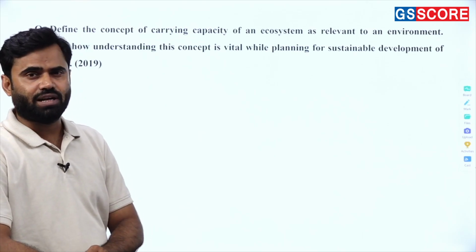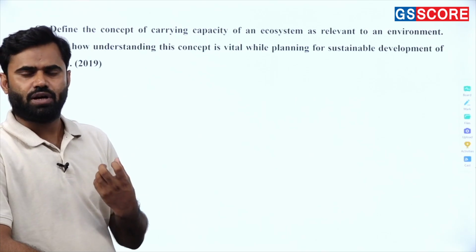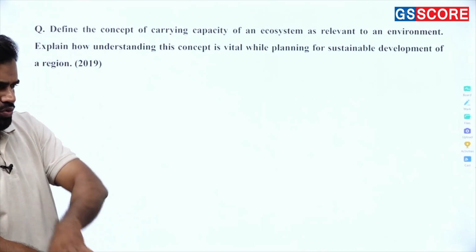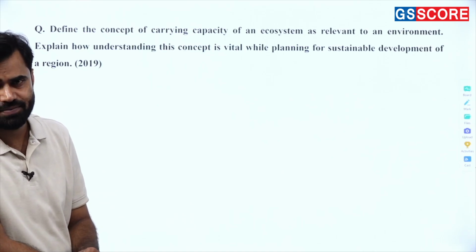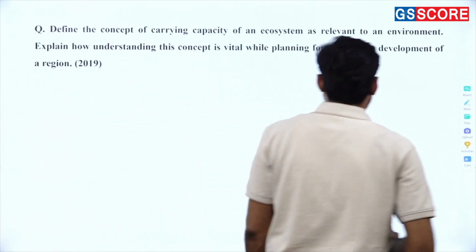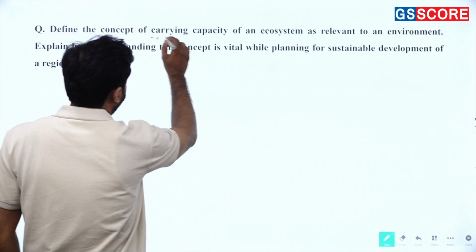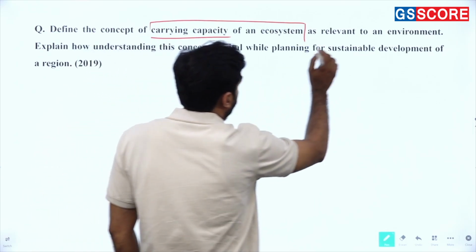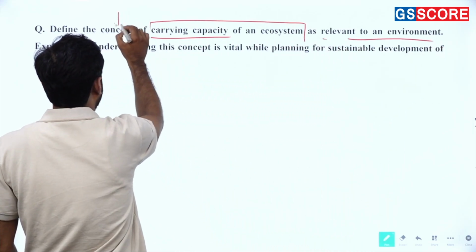Before writing the model answer, we have to discuss what kind of approaches we have to adopt, how to understand the question through different methods, and how to break down the question. So this is the question: Define the concept of carrying capacity of an ecosystem as relevant to the environment. Explain. This is the first phase of the question.